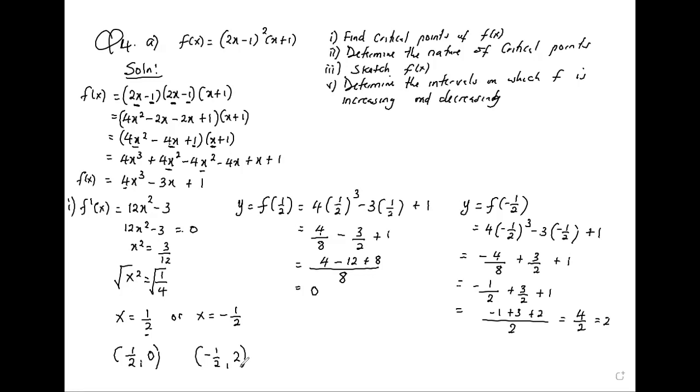So to determine the nature, you differentiate the first derivative to get the second derivative. That is 24x. And then in the second derivative, you substitute the point. The point is x comma y. If I have y, I'll substitute the point. But if I have x, I'll just substitute the x that I have.